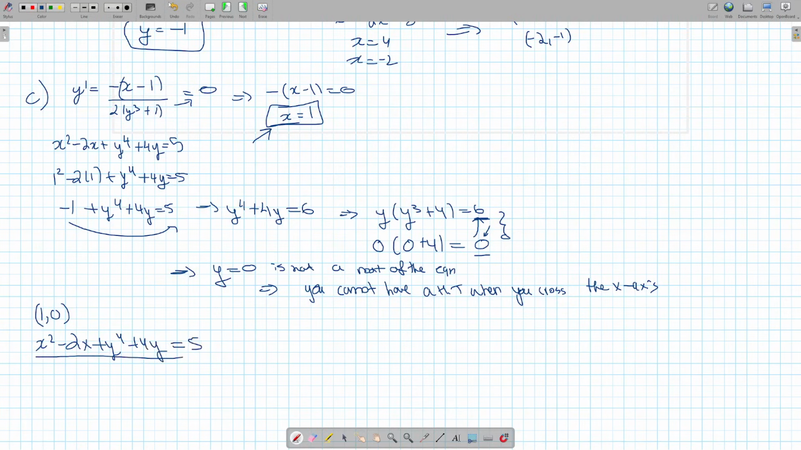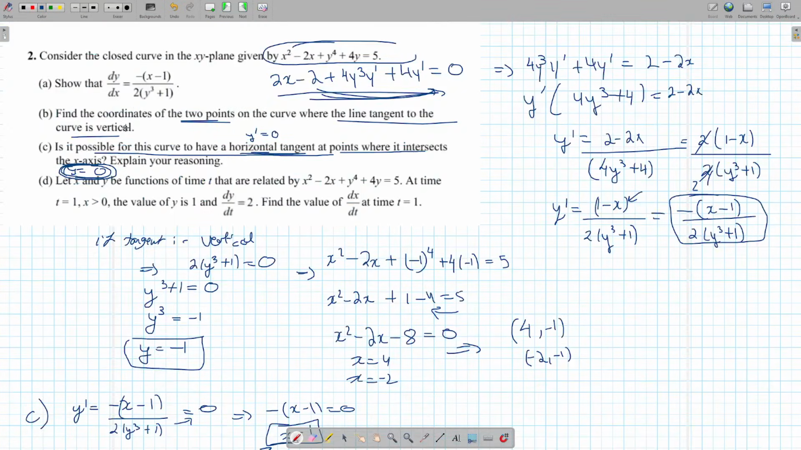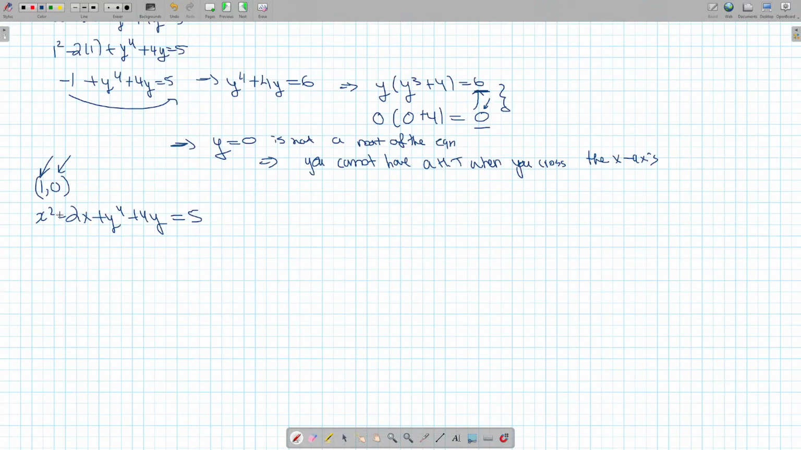Let's check the left side. Substitute (1, 0). Why (1, 0)? 1 because we found x to be 1, and 0 because they're saying it's crossing the x-axis. So 1 minus 2 times 1 plus 0 equals 5. Let's test this. 1 minus 2 is negative 1. Negative 1 equals 5. Is this true? No. So this equation is not true.